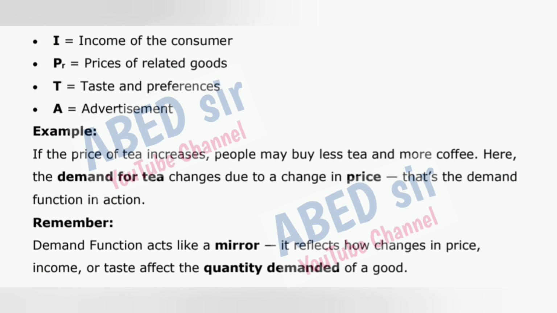Example: if the price of tea increases, people may buy less tea and more coffee. Here, the demand for tea changes due to a change in price. That's the demand function in action. Remember, demand function acts like a mirror. It reflects how changes in price, income, or taste affect the quantity demanded of a good.